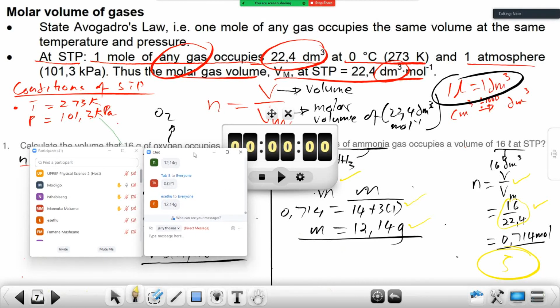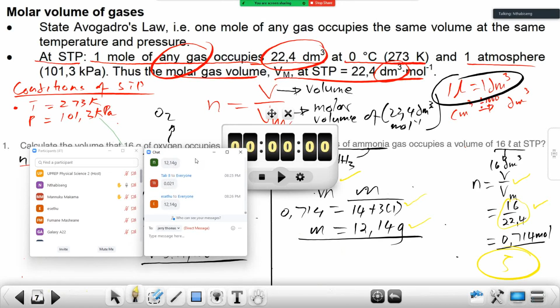So all you need to do is, when you sit down, kindly check what is going to happen if you move from centimeter cubed to decimeter cubed. If you move from meter cubed to decimeter cubed, what is it that is going to happen? Because in most cases, we'll only be working with decimeter cubed. Okay, thank you, sir. Thank you very much, Moho. Ntabiseng, in that order.